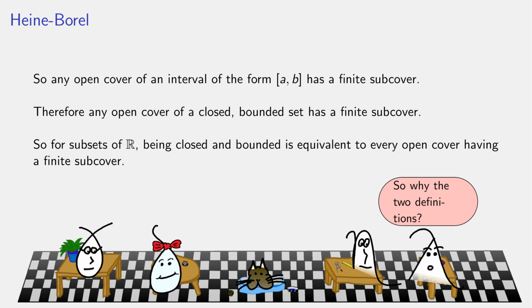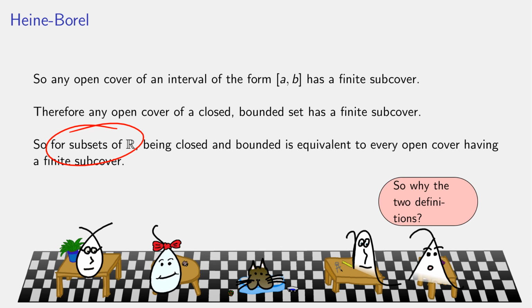And what we've shown is it doesn't matter which one you use. So sometimes it'll be a lot easier to say, oh, the set is closed and bounded. But in other proofs later on, it'll be easier to say, every open cover has a finite subcover. And now we know going back and forth between those two things is totally free. We can do one, we can do the other, we can go back and forth, as long as we are talking about subsets of the real numbers.